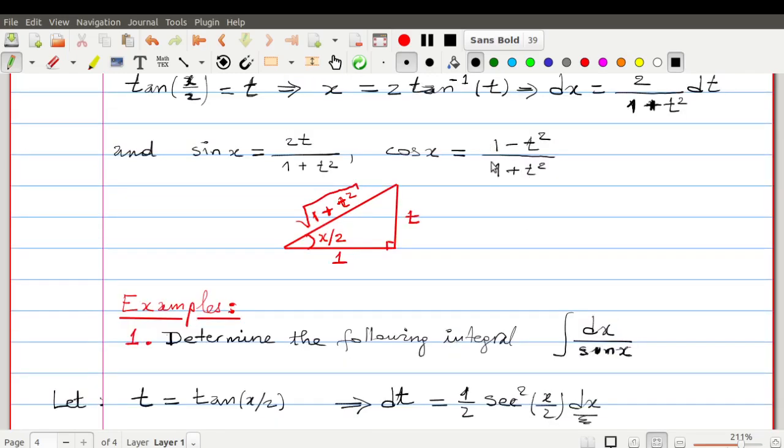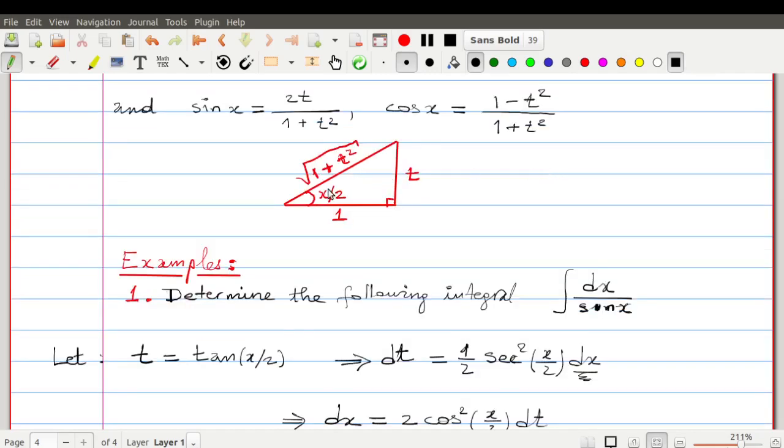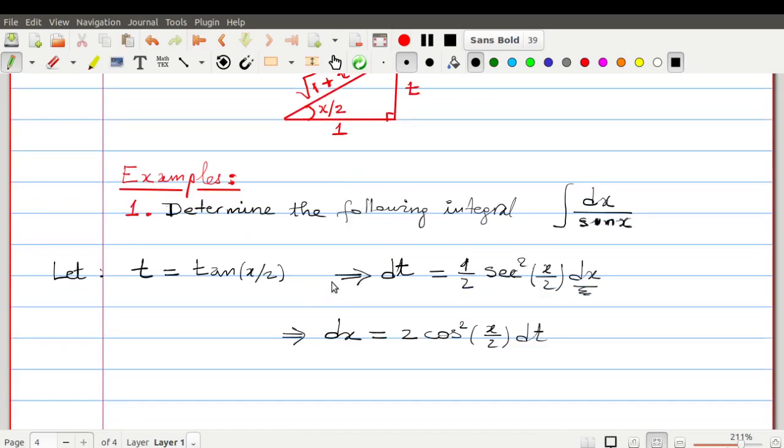So we squared this, and we squared this one. So if we square that, we have the following. So this is equal to 2 times (1 minus t squared) by (1 plus t squared), so it is this squared dt.